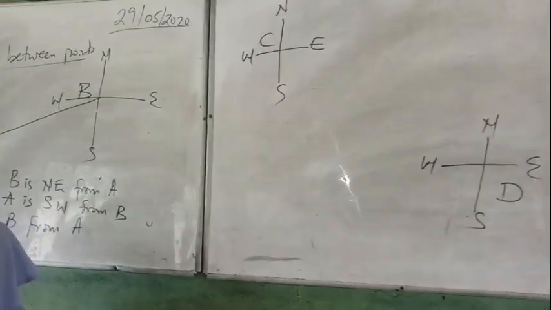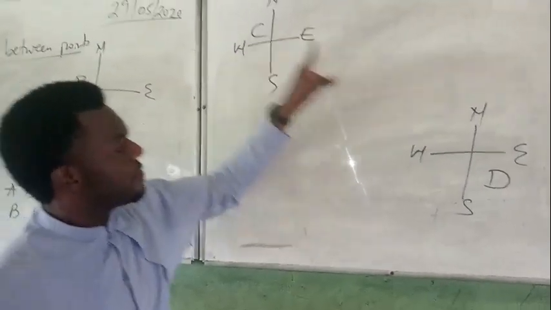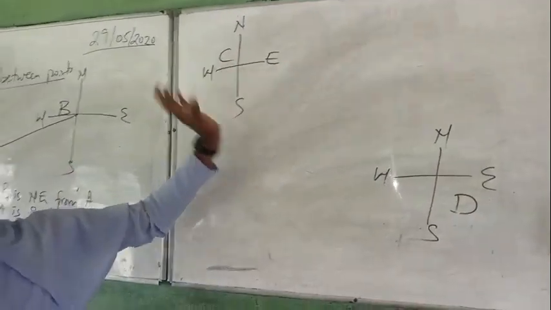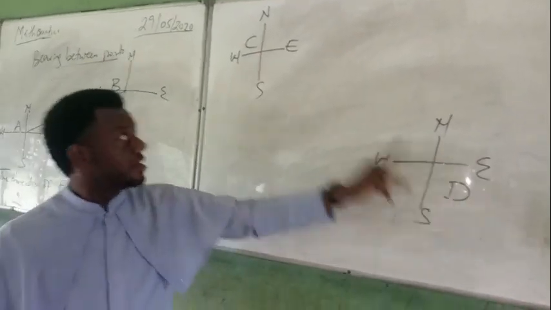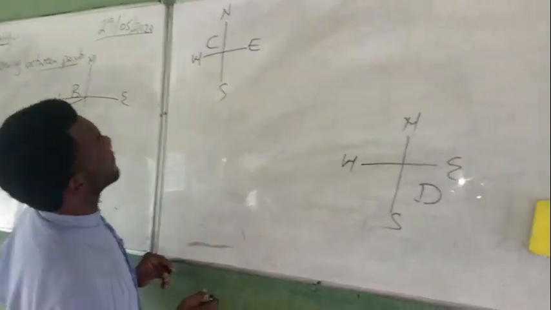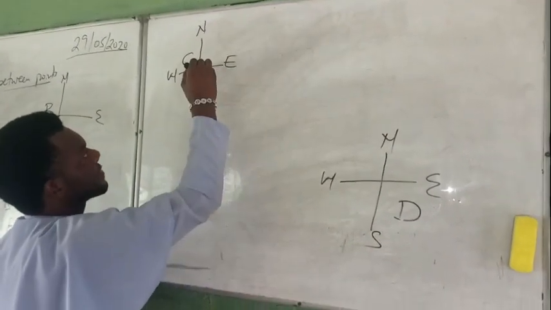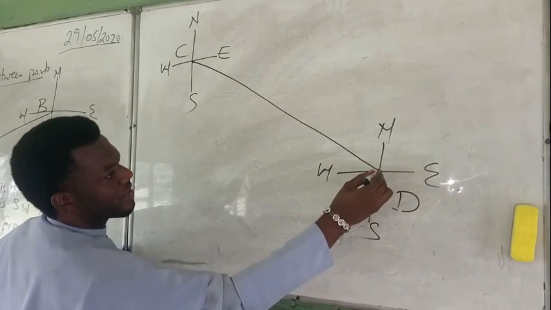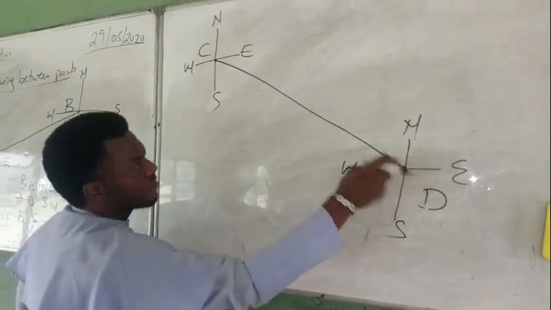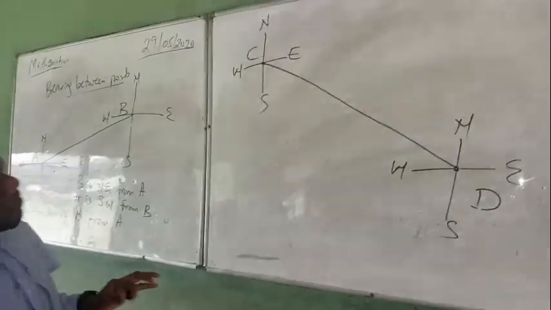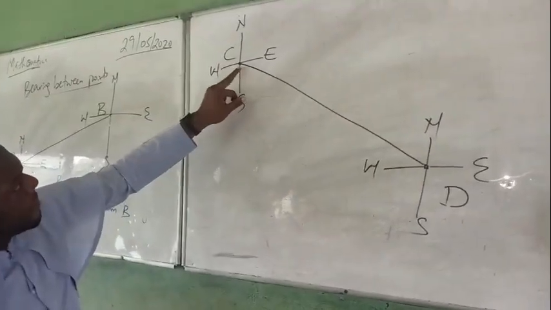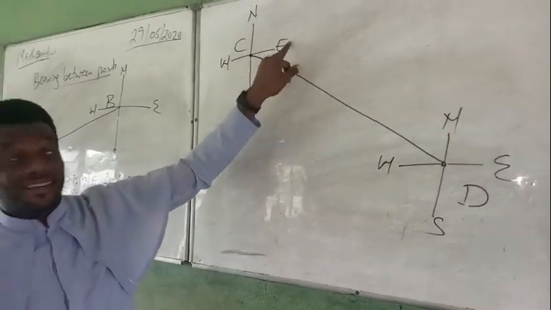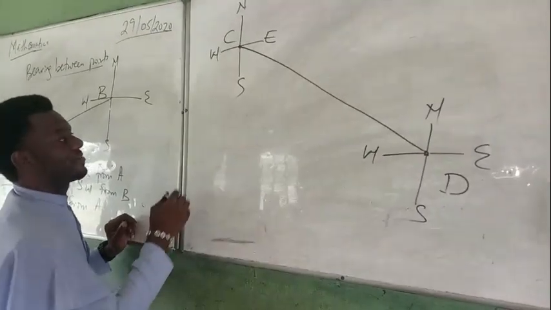We want to know the direction of C from D and the direction of D from C. First of all, let's begin with the direction of D from C. Now, looking at C, from C you connect at the middle to the point, the point of vertex. This is the point you have to connect it to. So looking at this, from C the line is southeast.